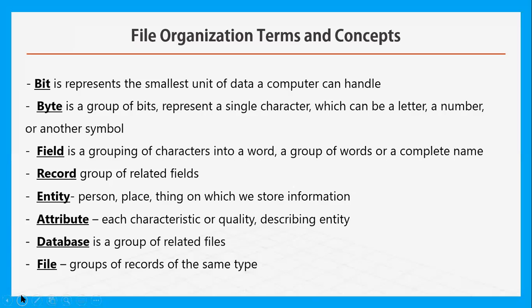Bit represents the smallest unit of data a computer can handle. Byte is a group of bits that represents a single character, which can be a letter, a number, or another symbol. Field is a grouping of characters into a word, a group of words, or a complete name. Record is a group of related fields. Entity is a person, place, or thing on which we store information. Attribute is each characteristic or quality describing an entity. Database is a group of related files. File is a group of records of the same type.